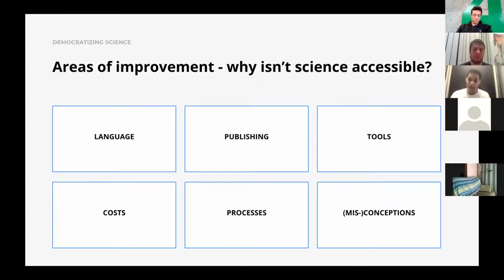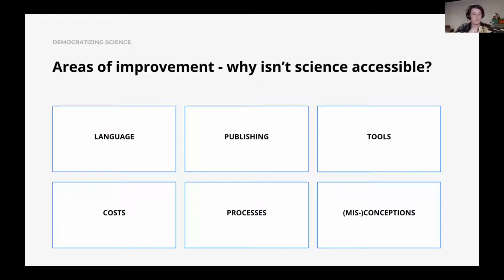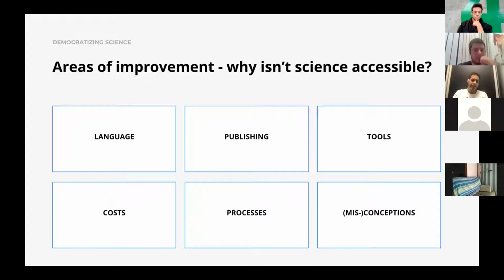Additionally, there are some processes, and processes can mean a lot of different things. Whether it's an institutional review board, whether it's a lab protocol, some of these things just really slow down and hinder people from participating in the scientific world.